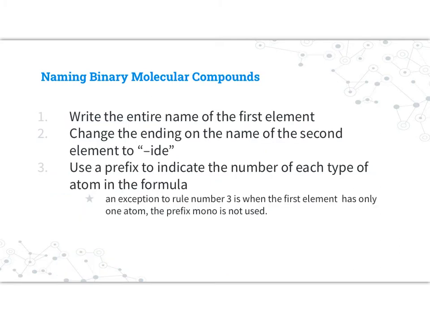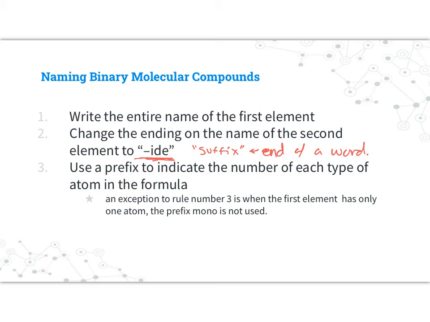So naming binary molecular compounds. We'll write the entire name of the first element, whatever's listed first in the name or the formula. Then we'll write the second element, but we're going to change its ending to "ide." This is called a suffix. Prefixes go at the beginning of a word, suffixes go at the end of a word. And we're going to do that in a way that makes it easy to say. So for instance, nitrogen becomes nitride.